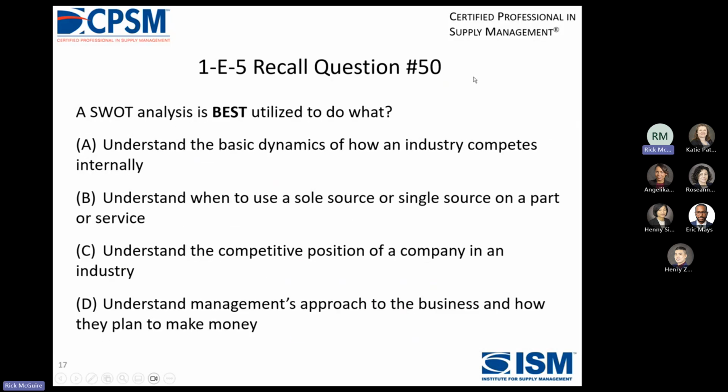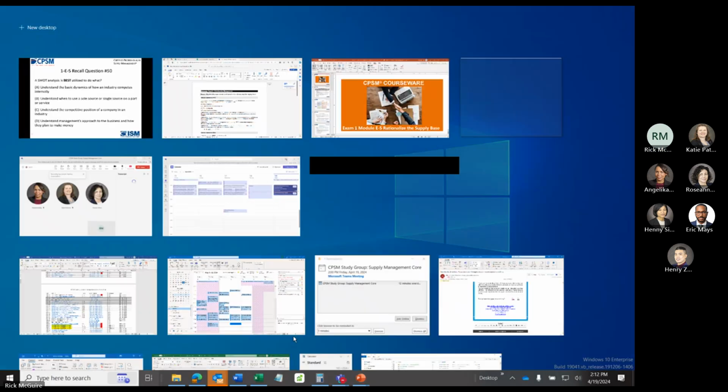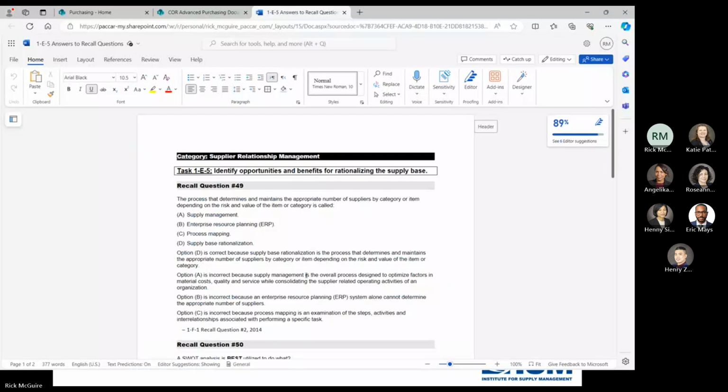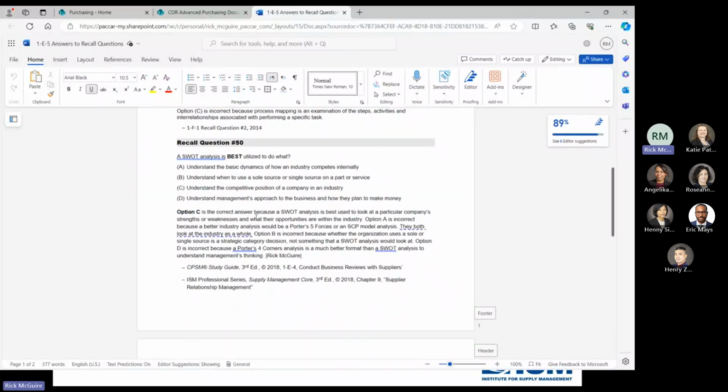And one more. The SWOT analysis is best utilized to do what? See? What'd you see? Yeah. This is kind of a tricky one, but it's not really. Well, they use it for industries too, but I would probably go with C too. Let's see what they do here. C it is. Best used to look at a particular company's strengths and weaknesses and what their opportunities are within an industry. So SWOT's better utilized on an individual company. Porter's Five Forces or SCP is better utilized on an industry.